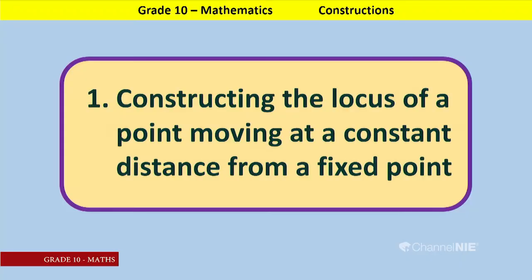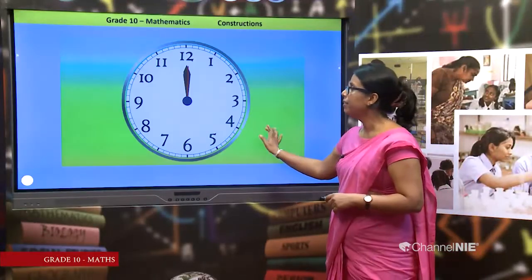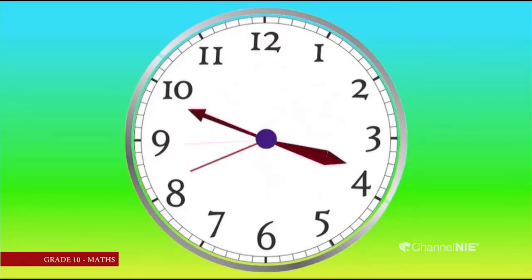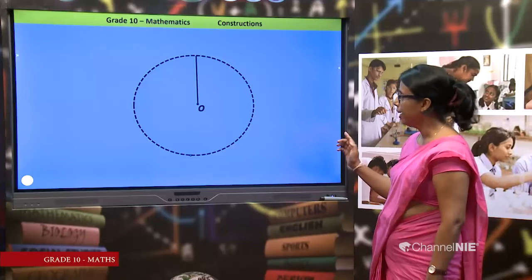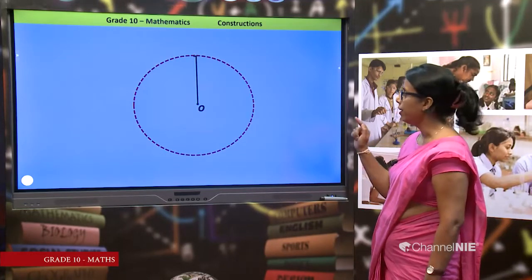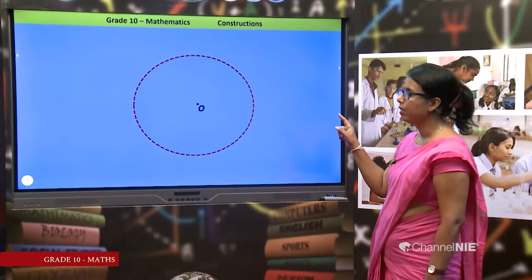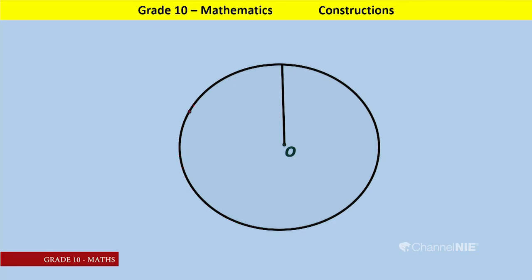The first one: constructing the locus of a point moving at a constant distance from a fixed point. Let's see what this is. Let's take an example. Look at these clock hands. The tip of a clock hand is moving at a constant distance from a fixed point. Let's take the fixed point as O, and a point moving at a constant distance. What is this? It is a circle.